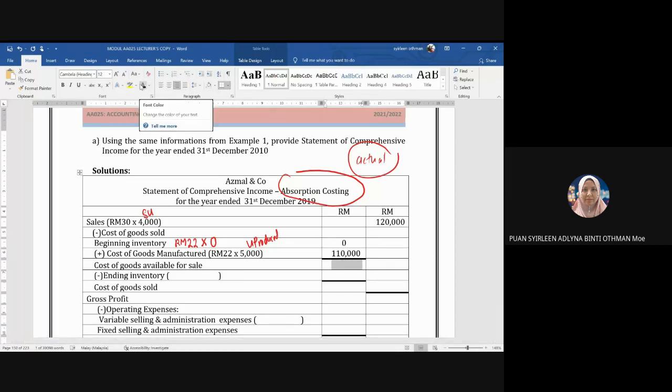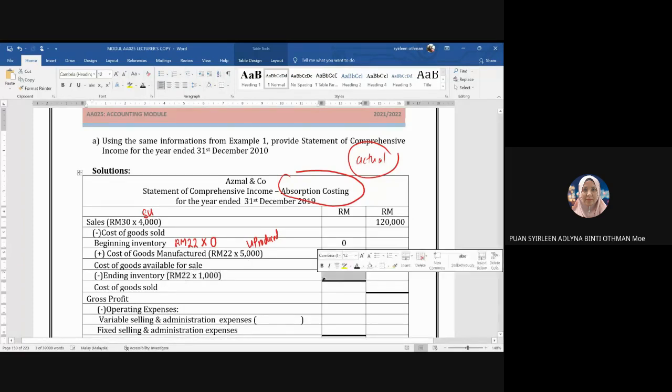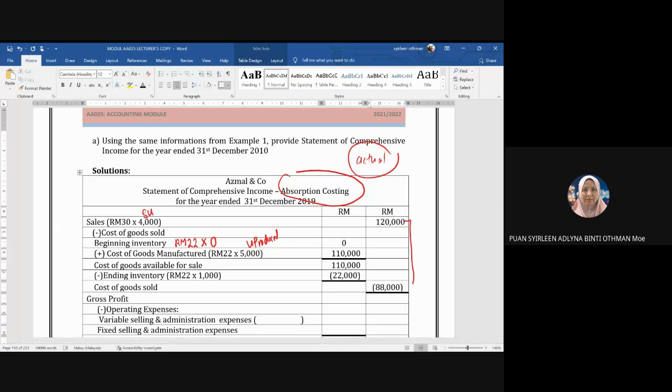Since your beginning of inventory is 0, so dapat balik diri dia sendiri lah kan. Okay, minus ending inventory. So your ending inventory is RM22 darab 1,000 unit. So your ending inventory here is 22,000. So saya akan dapat cost of goods sold. The amount is 88,000. Okay, so sales atas ni minus COGS, I akan dapat gross profit here. Okay, so my gross profit here is 32,000.